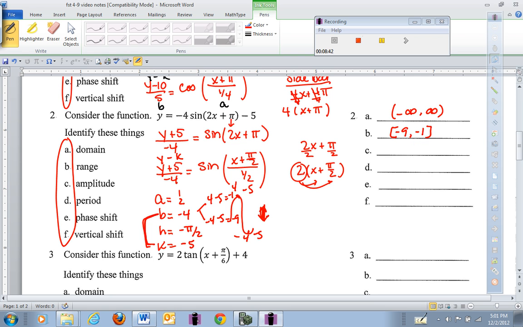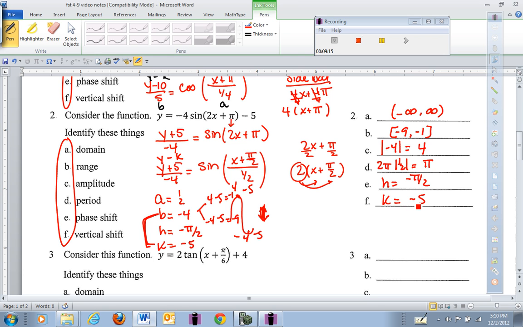Part C says we want to do the amplitude. The amplitude is the absolute value of B, so the amplitude is 4, isn't it? Next is the period. It's 2 pi times the absolute value of A. That would just give us 1 pi. Next is the phase shift. The phase shift, you might recall, is the h amount. So that's minus pi over 2. And the vertical shift is k, and that is -5.